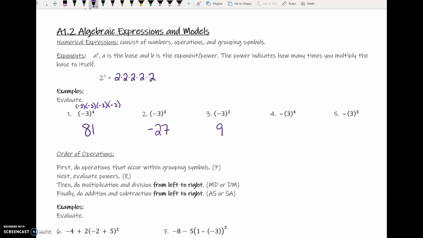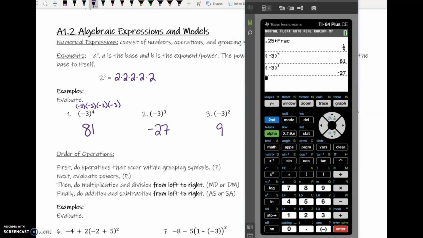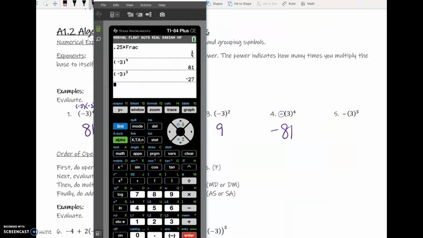The weird thing is number 4 and number 5. Number 4, you have to do the exponent first according to order of operations. 3 to the 4th is 81, then we put that negative on it. So this would actually be -81. And this is where you have to be careful when you're using calculators, because your calculator is only as smart as the person plugging the stuff in. So you have to be smarter than your calculator.